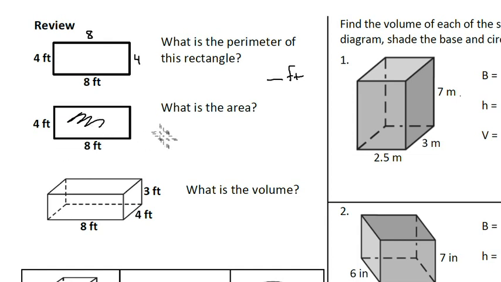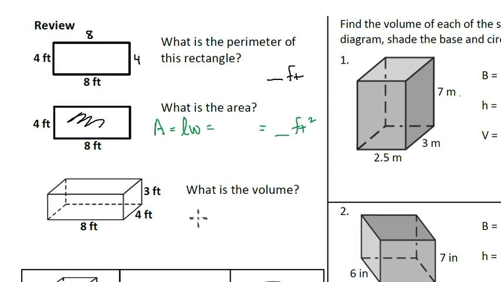So we would multiply area equals length times width. So you would write down 4 times 8, and that would be equal to 32. In this case, area is going to be measured in squared units, or feet squared. And then we get to volume. It's basically area, but instead of just having 2 dimensions, a length and a width, it has a length and a width and a height.